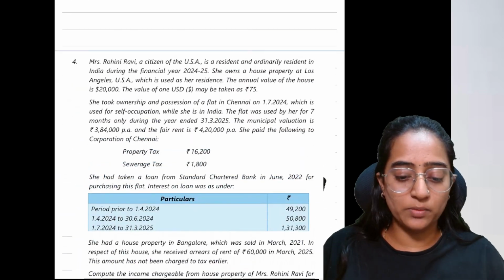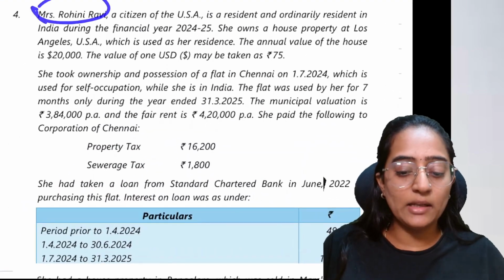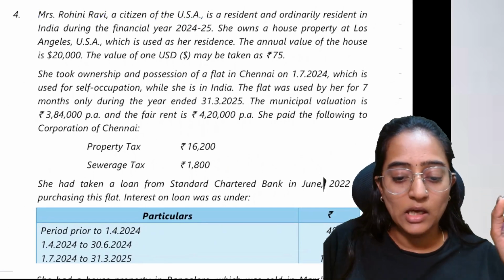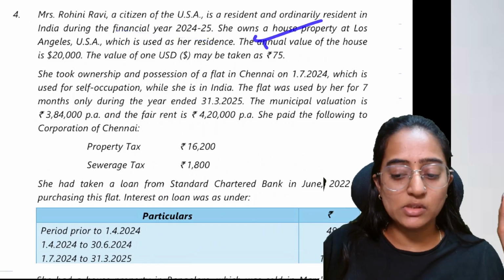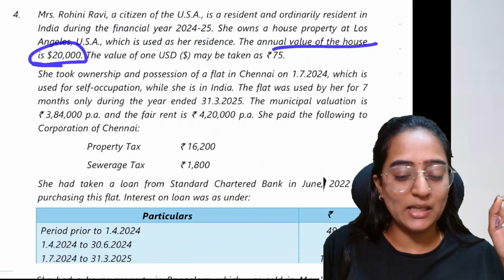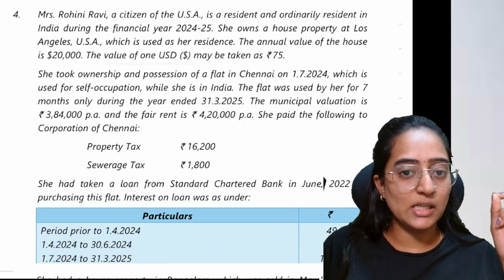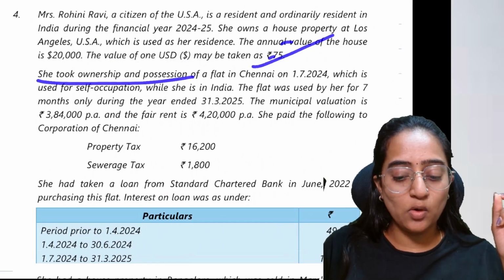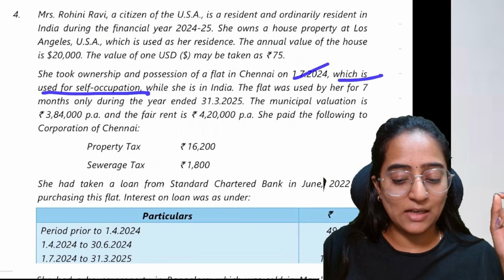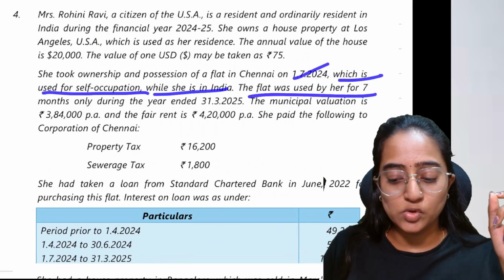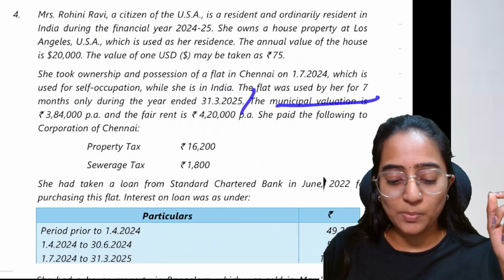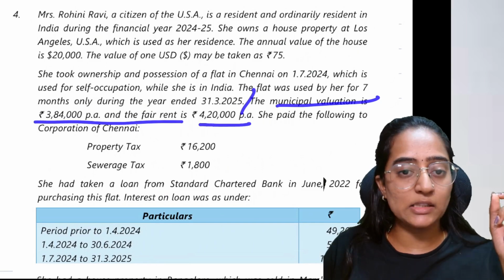Okay, we'll do question number 4. Mrs. Rohini Ravi, a citizen of the USA, is a resident and an ordinary resident in India during the financial year 24-25. She owns a house property at Los Angeles, USA, which is used as a residence. The annual value of the house is $20,000. The value of $1 may be taken at 75. She took the ownership and the possession of the flat in Chennai on 1/7/2024, which is used as self-occupation while she is in India. The flat was used by her for 7 months only during the year ending 31st March 2025. The municipal valuation is 3,84,000 and the fair rent is 4,20,000.